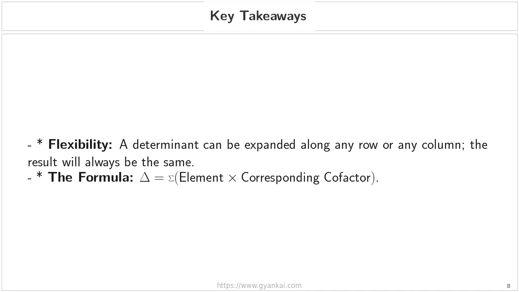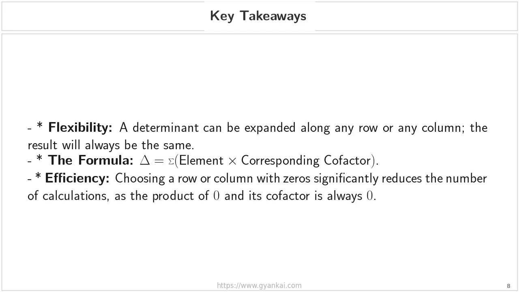Second, keep the fundamental formula in mind. The value of the determinant, which we denote as delta, is simply the summation of each element multiplied by its corresponding cofactor. It is essentially a weighted sum. Third, I want to emphasize the importance of efficiency. While you can pick any row or column, always look for the one that contains the most zeros. As we discussed in our tips, multiplying any cofactor by 0 results in 0, which significantly reduces the amount of arithmetic you have to perform and helps you avoid those common arithmetic slips we mentioned earlier.